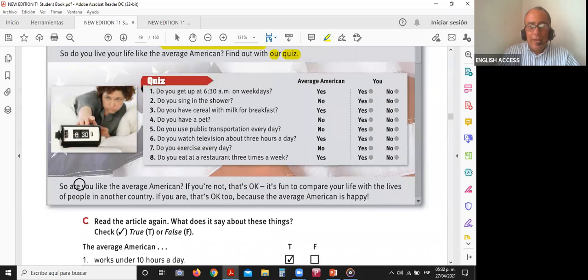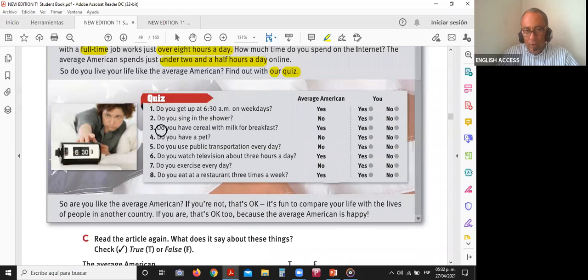Let's continue reading here in this final part, and then we go to the questions. Antonio, can you help me, please, with this part, starting here?